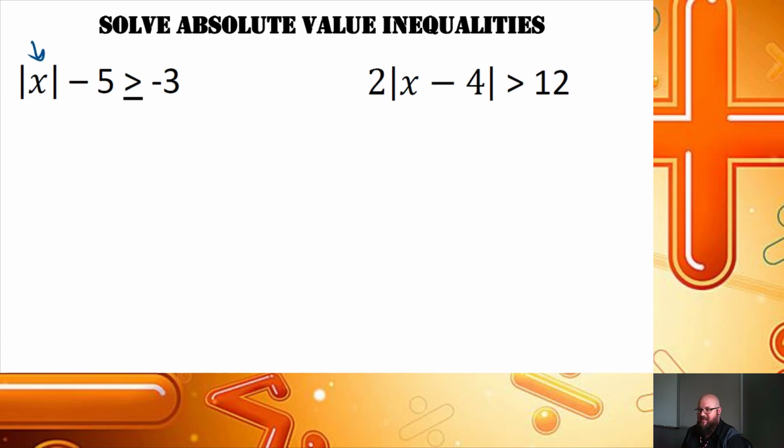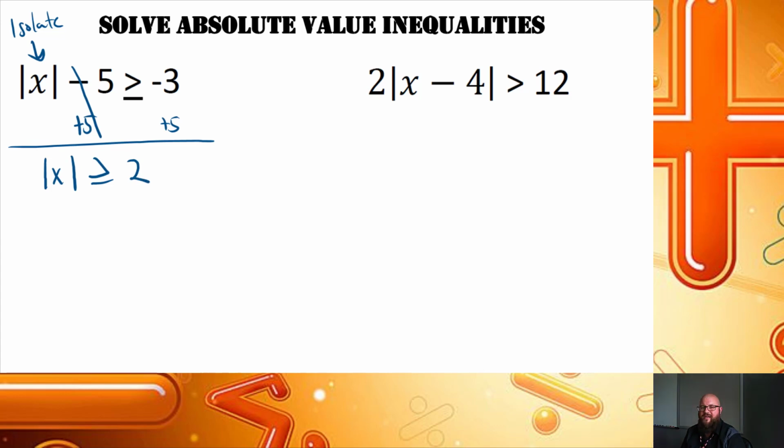So we want to isolate this, right? So isolate the absolute value. So to do that, let's go ahead and add 5 to both sides. Then we'll be left with absolute value of x on this side. The negative 5 plus 5, those will go away. Greater than or equal to, and then we have negative 3 plus 5 should give us a positive 2.